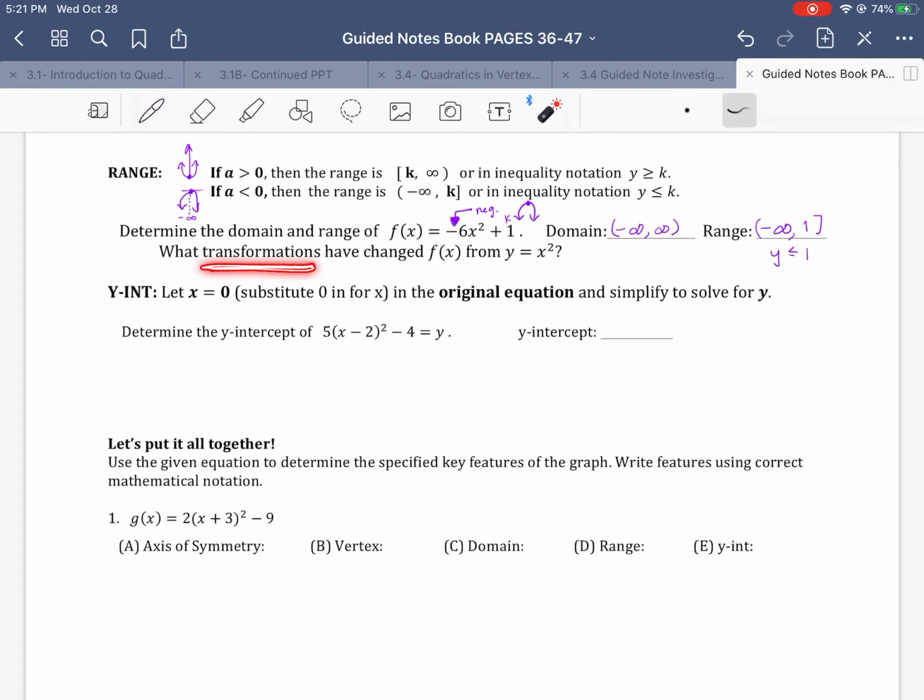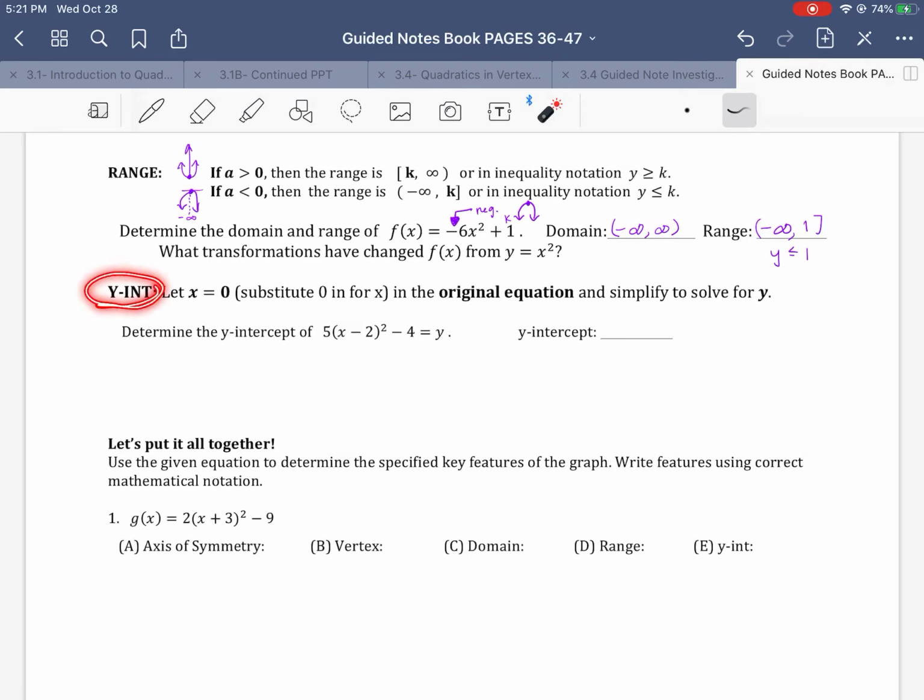And then just kind of reviewing that wording with transformations, it says what transformations have changed f of x from the parent function. So just kind of recognizing this has been shifted up 1. It's stretched by 6, so that thing's going to get steep real fast. And then it's been reflected as well. So we can tell each of those transformations very similar to the absolute value.